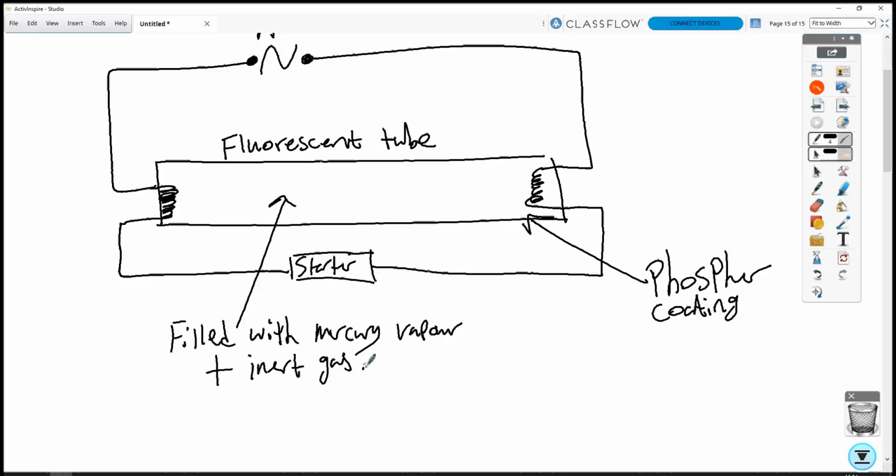Very, very quickly, the filaments get hot and they start emitting electrons. And also very, very quickly, the starter also gets hot. So the starter turns off. And when the starter turns off and the electrons have already started to be emitted from the filament, that mercury vapor inside the tube completes that circuit. Because now electrons are jumping across the mercury vapor to get to the other side. So the circuit's still complete.